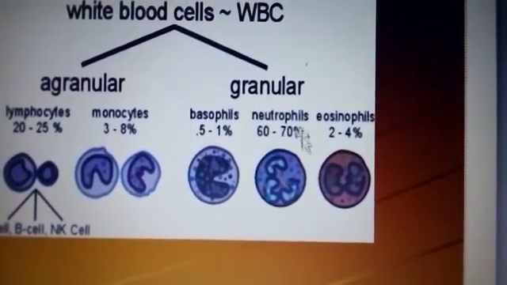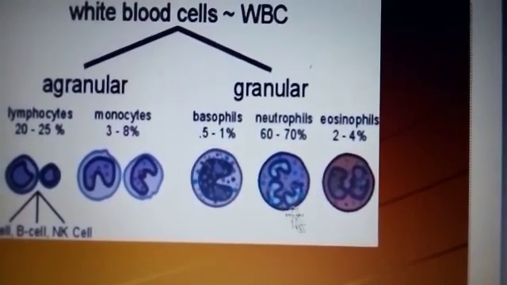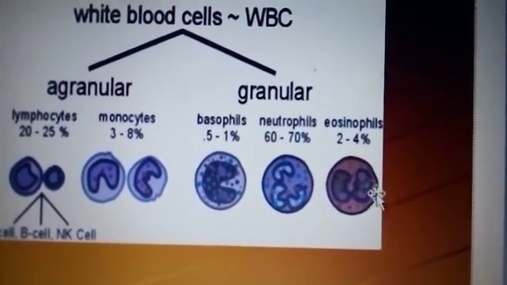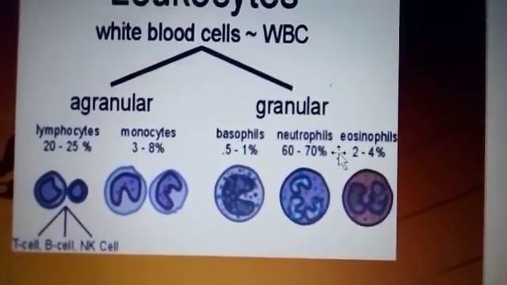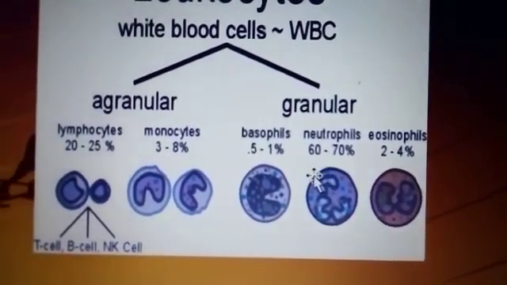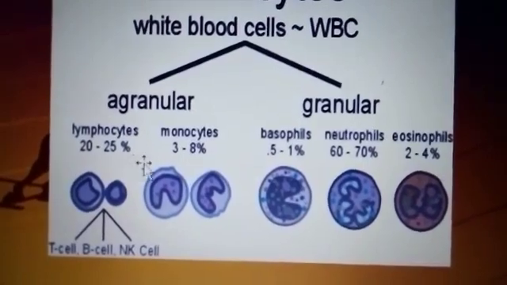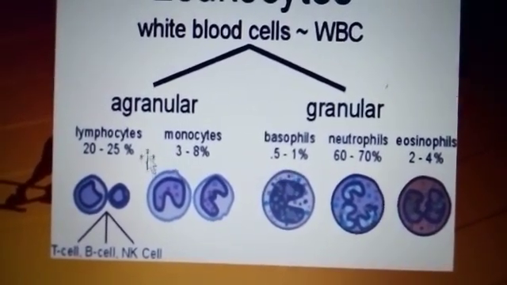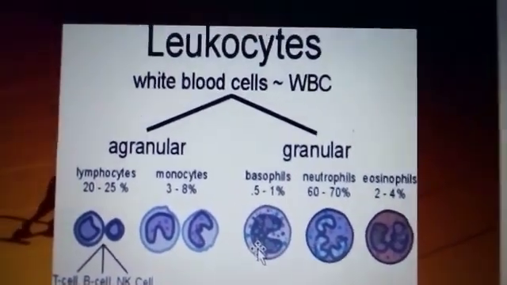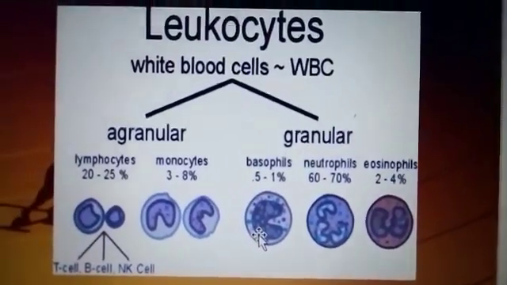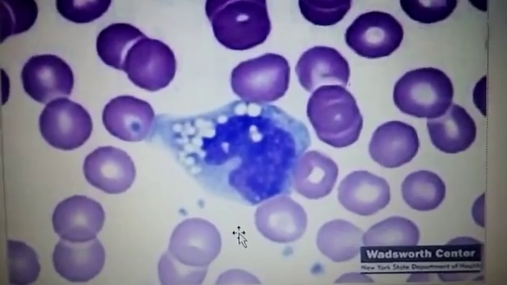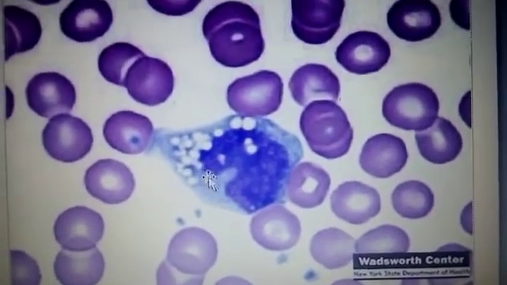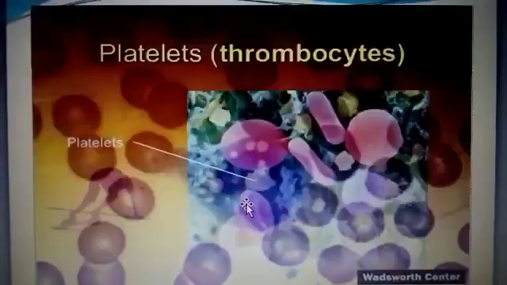Then next is neutrophils. Then next is eosinophils. Eosinophils are very low in percentage. Neutrophils are more. Then next come lymphocytes, then basophils and monocytes. The function of each one will be discussed later. Under the microscope, along with the red blood cells, you can see the WBC types like this.